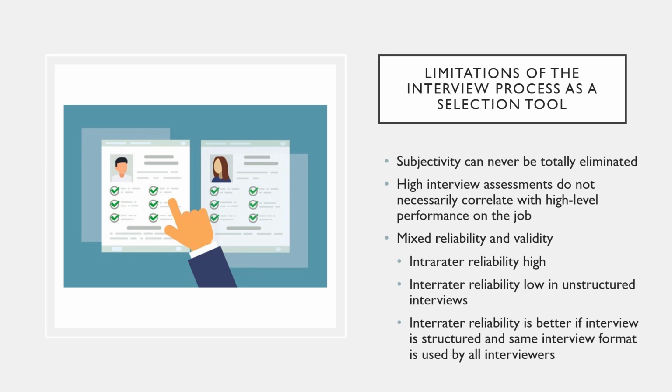Interrater reliability is high because the same interviewer will consistently rate the interviewees the same. If different interviewers conduct unstructured interviews of the same applicant, the ratings will be inconsistent and the interrater reliability will be low. Interrater reliability is better if the interview is structured and uses the same format by both interviewers. Interviewers tend to make up their minds about hiring applicants within the first 30 to 60 seconds of the interview.